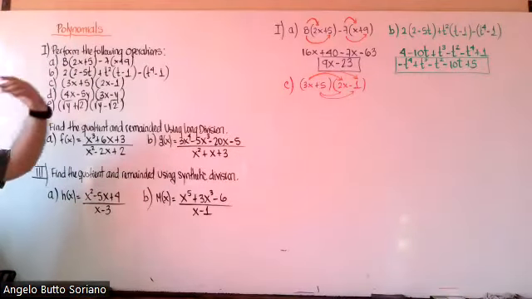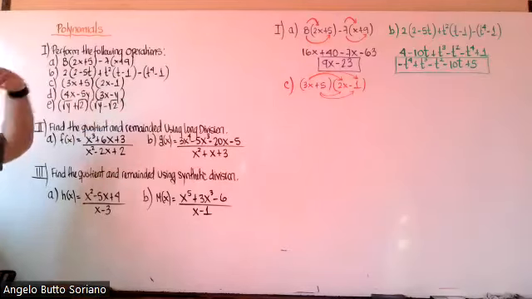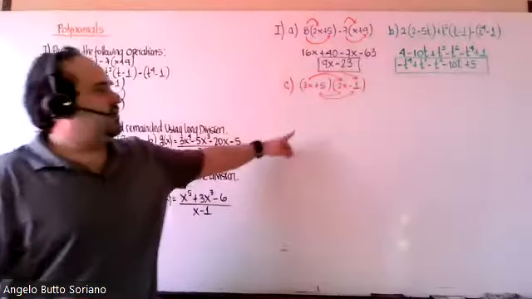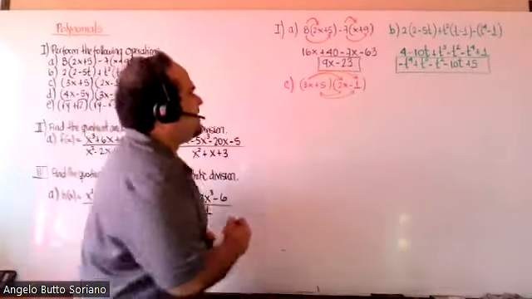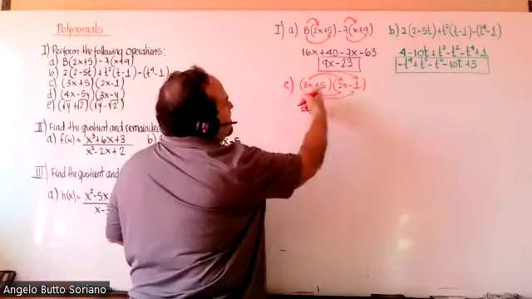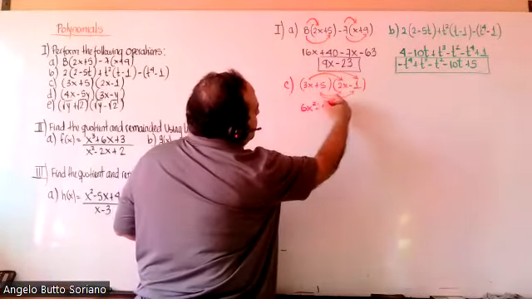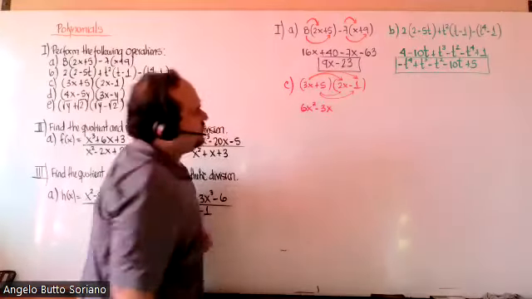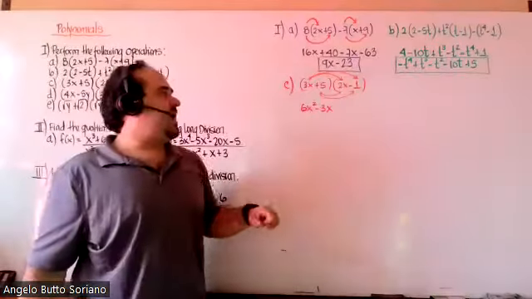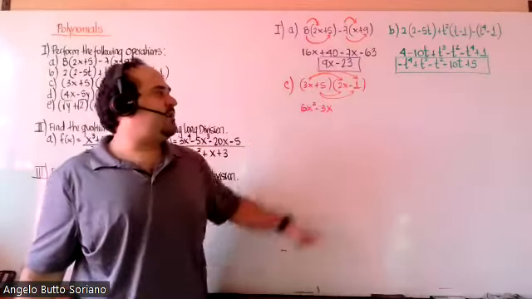Follow the top arrows, and after that, follow the bottom arrows, and you're going to obtain the answer. Remember, 3x times 2x, we will have 6x squared. 3x times negative 1, we have negative 3x. All right? Top arrows. Now follow the bottom arrows.